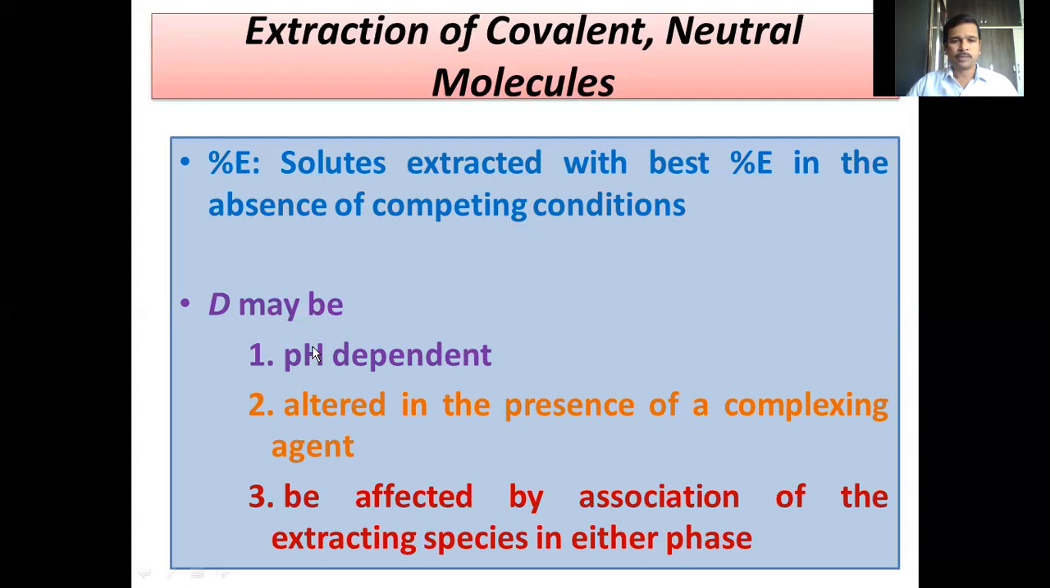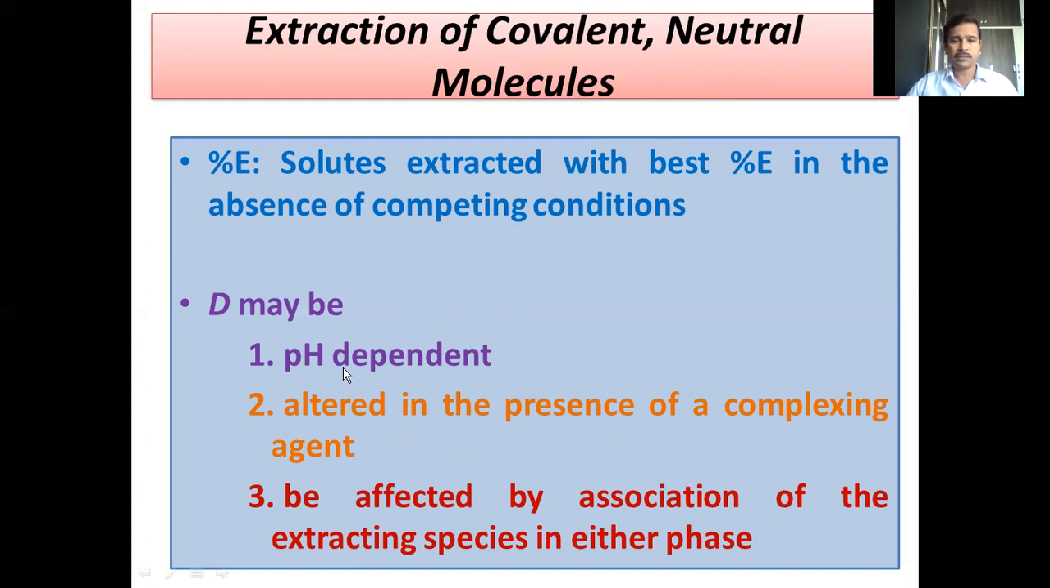The distribution ratio for the extraction of essentially covalent neutral molecules is dependent on pH. The D value may also be altered in the presence of complexing agents, and it may also be affected by association which takes place in the organic or aqueous phase.